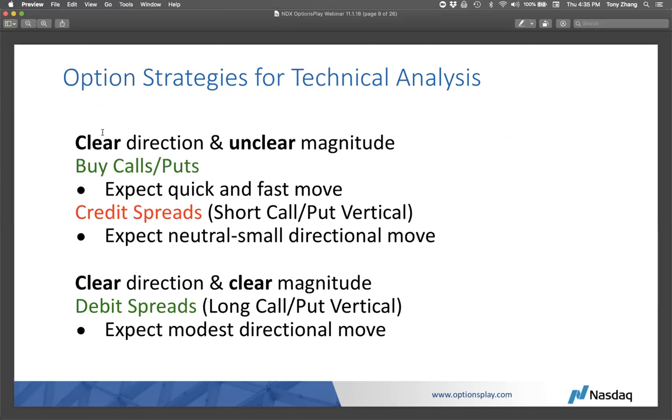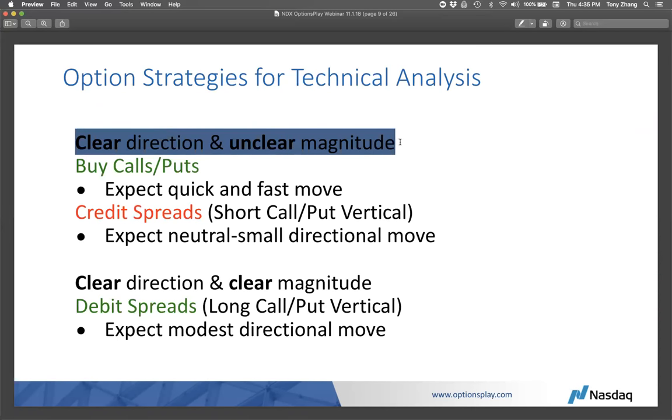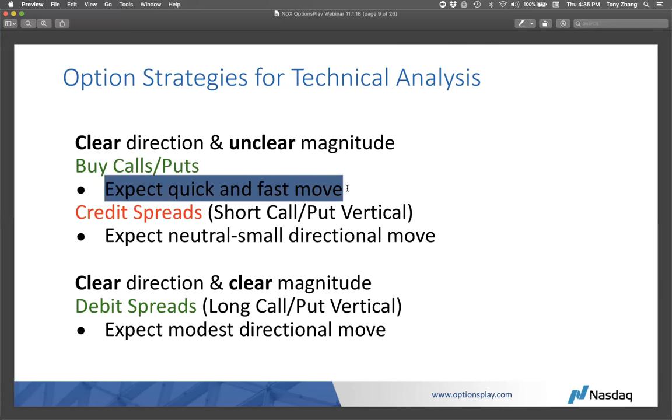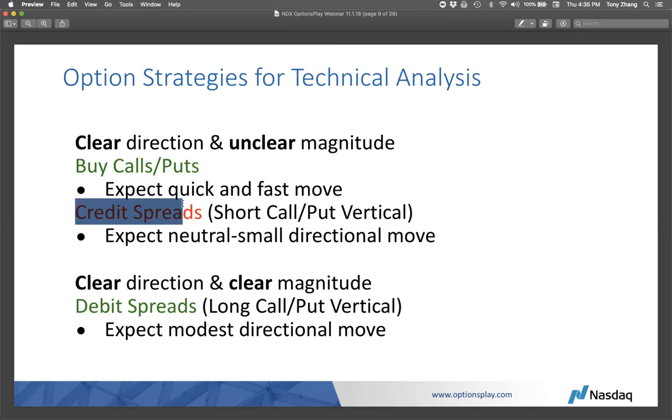Number one, when you do your technical analysis, every single time you should have a pretty clear sense of direction. However, with technical analysis, what's not always clear is the magnitude. Meaning if you're bullish on a stock, you may not know exactly how far it's going to go, depending on the form of technical analysis. So when you have a clear sense of direction, but you don't have a clear sense of how far it can go, that's really where buying calls and puts, when you expect a quick and fast move, is the suitable strategy. And if you're expecting more of a neutral or smaller directional move or a modest move, that's when you want to sell credit spreads. When I talk about credit spreads, I'm talking about short call and put verticals. I'll break that down in the next slide for those of you that are brand new to these strategies.